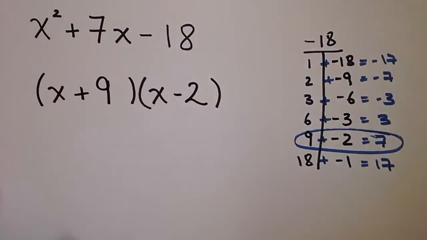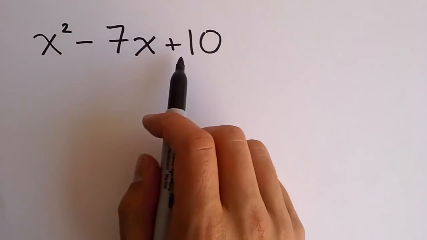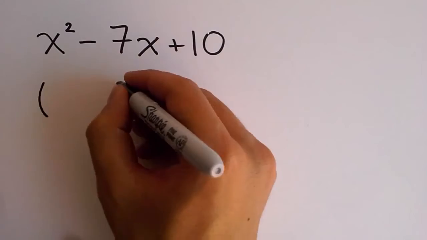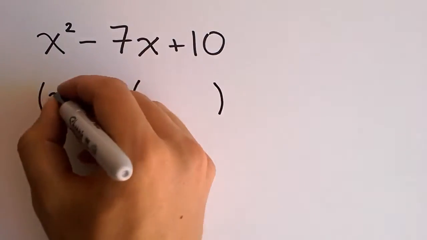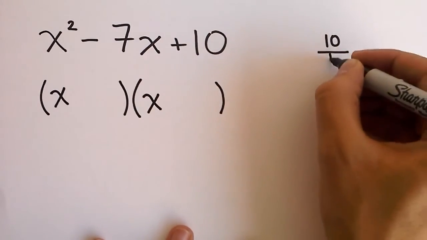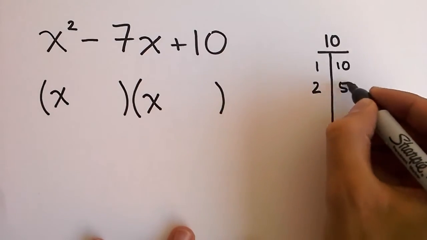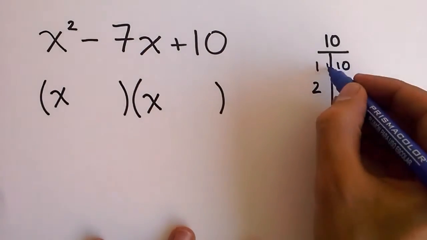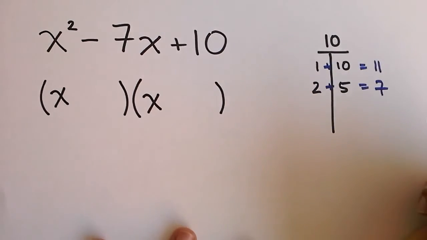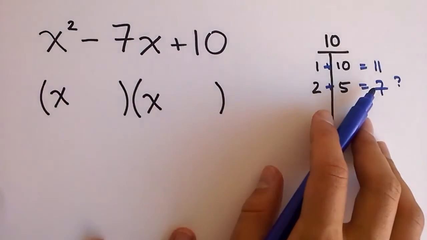For our third example, I want us to check what happens when the constant term is positive, but the term in the middle is negative. So, as usual, we begin with our 2 parentheses, x at the beginning of both, and then let's check out the factors of 10. So you have 1 and 10, you have 2 and 5. And now let's perform our test. 1 plus 10 is 11, 2 plus 5 is 7, but we didn't achieve what we wanted. We want a negative 7, and this guy is a 7.